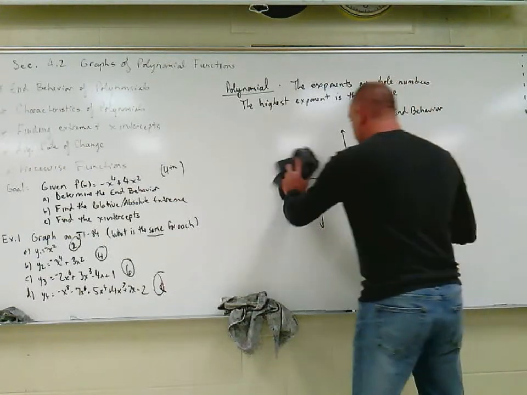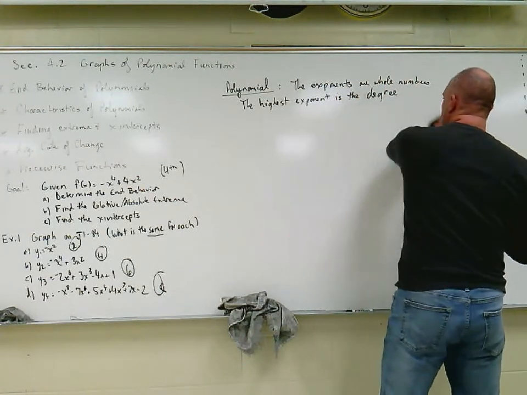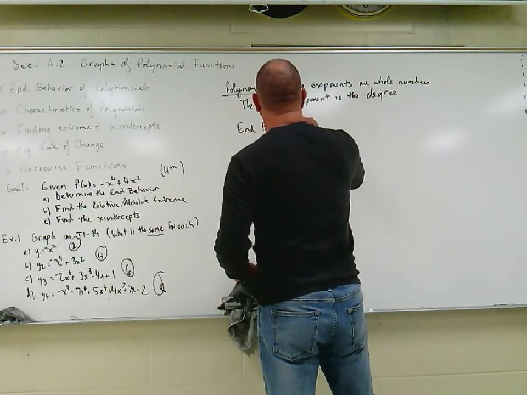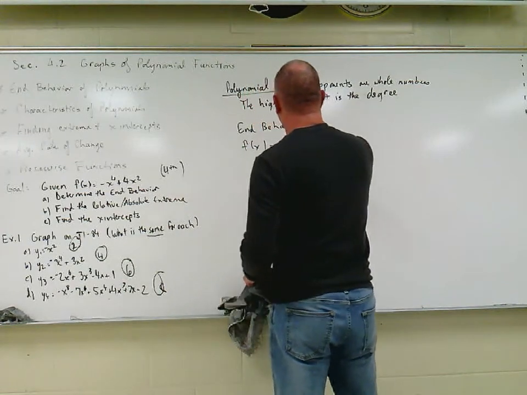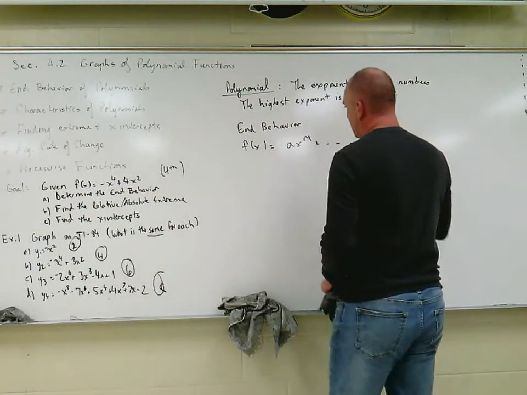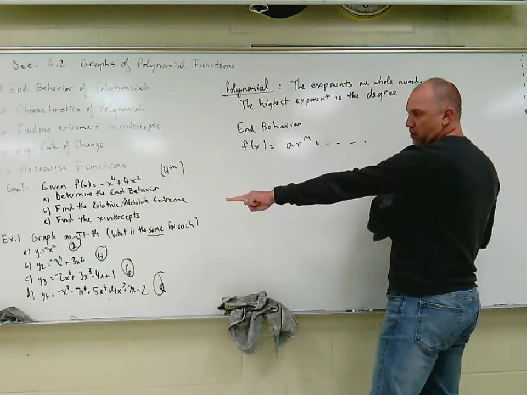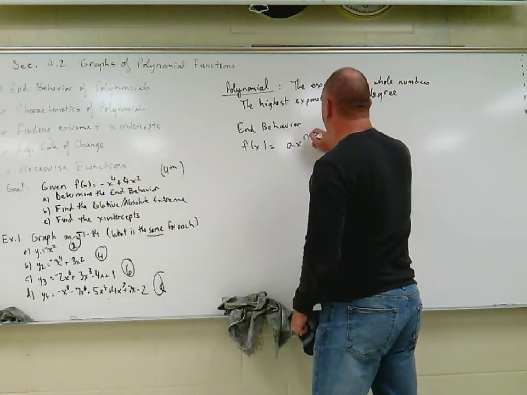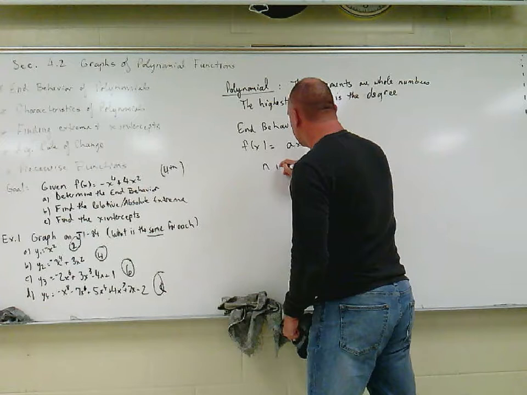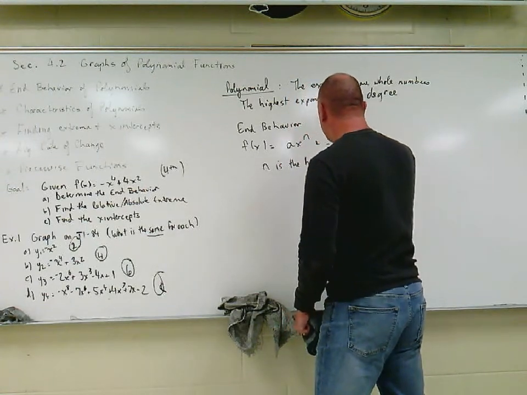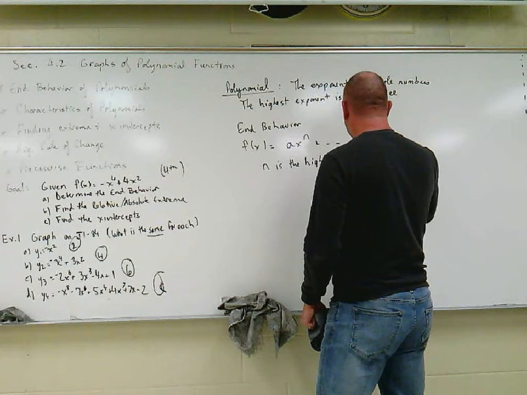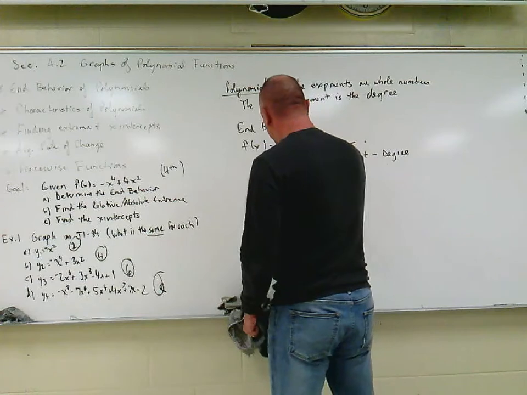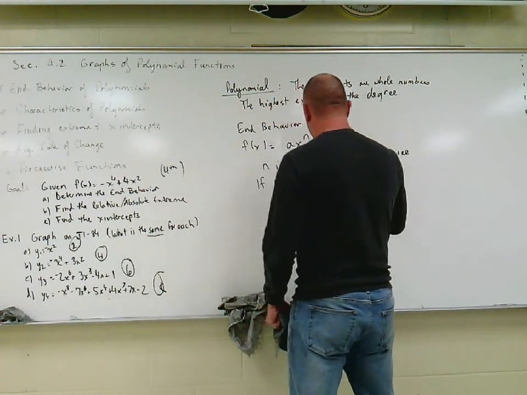So what we're going to do is list some more specifics now. So on end behavior, let's just say our polynomial is ax to the n plus dot, dot, dot, where this is that first term that we're looking at, because that's what it tells us. So n is the highest exponent, which is the degree. If n is even, so we've been looking at if all the degrees are even.